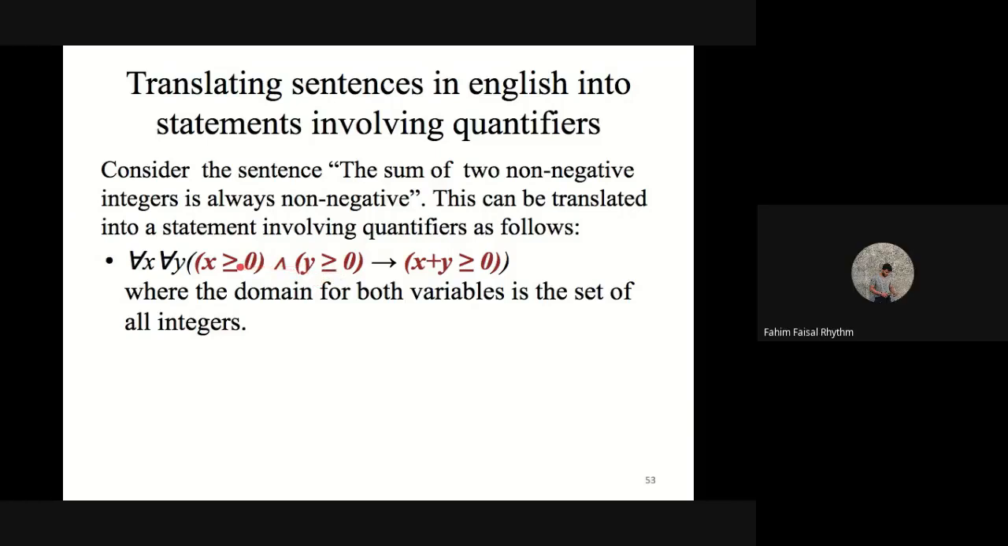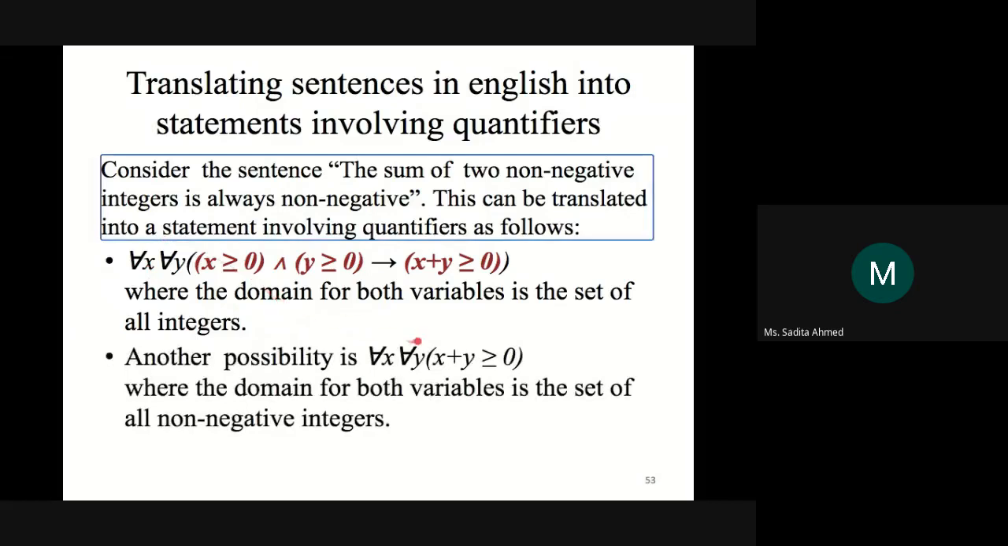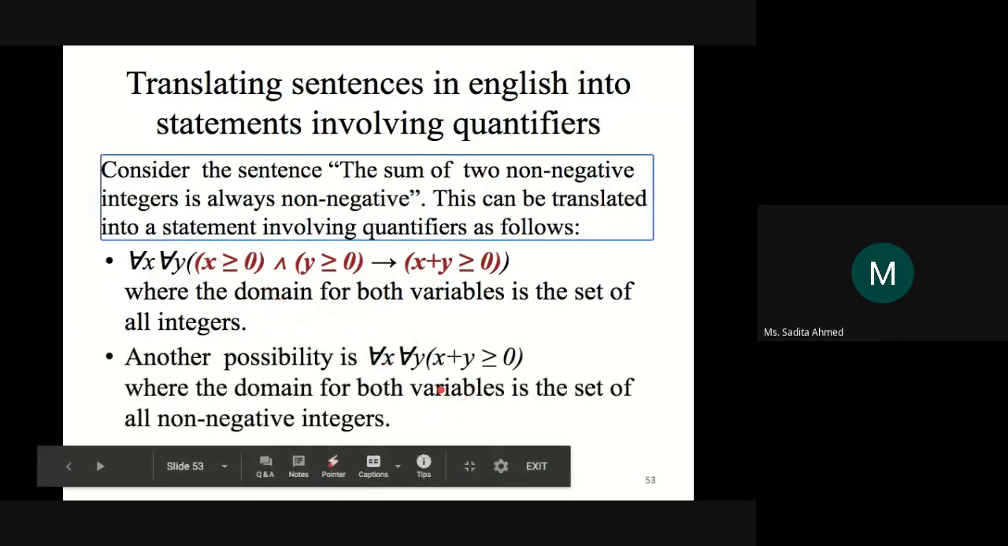No, ma'am. By default, it's non-negative. If the domain is going to be the set of non-negative integers, by default, like you guys mentioned, the values of x and y will be non-negative. So this condition does not have to be mentioned at all. All you have to do is say that for all x and all y, x plus y is greater than or equal to 0.